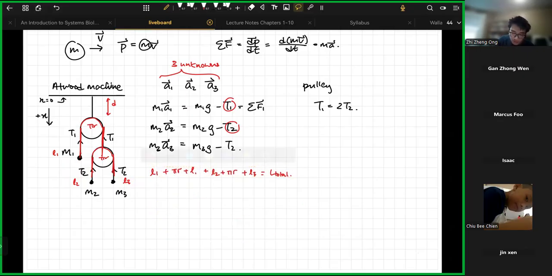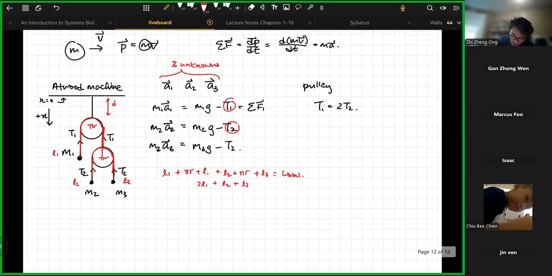So this is the conservation of string, and then let's take the second time derivative. Let me simplify this a little bit: 2L1 plus L2 plus L3 is equal to L total minus 2 pi R, where R is just the radius of the pulley. Now if you take the second time derivative, you'll get 2A1 plus A2 plus A3 is equal to 0. So that is our conservation of string equation. We can put it here: 2A1 plus.